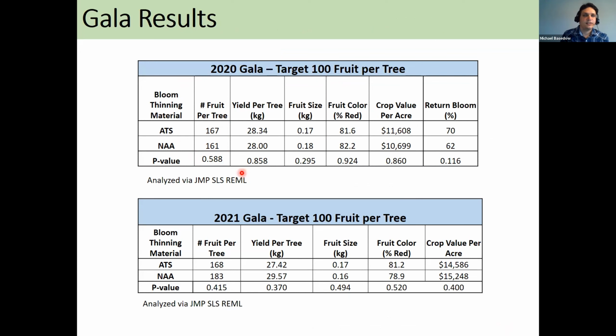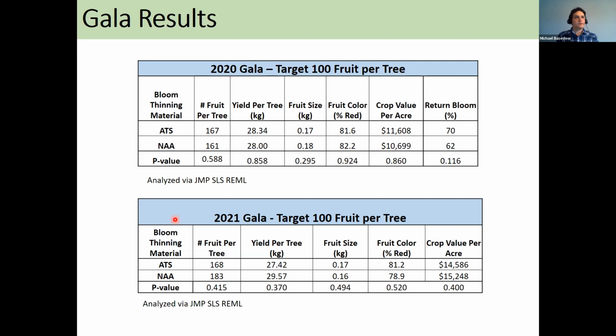We also did not see differences in terms of the yield per tree, or the fruit size, or the fruit color. And we also did not see a noticeable difference in crop value nor return bloom. So overall, we had very similar results between both of those bloom thinning treatments, between that traditional NAA and the ATS with the pollen tube growth model. So we're getting similar results out of it.